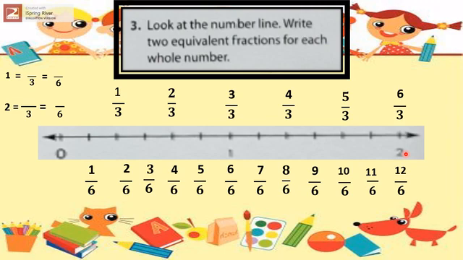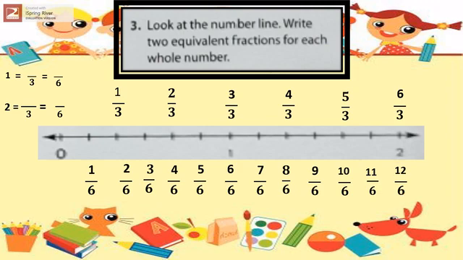And the other whole number we have here is 2. And the fractions that align to it on the number line are 6 over 3 and 12 over 6. 6 over 3 means 6 divided by 3, and the answer is 2. 12 divided by 6, the answer is 2. So 6 over 3 and 12 over 6 are the equivalent fractions of 2.